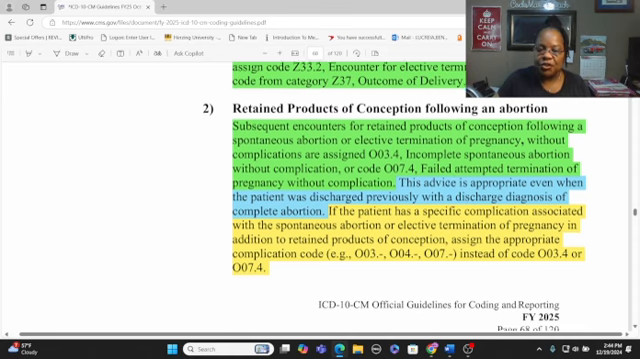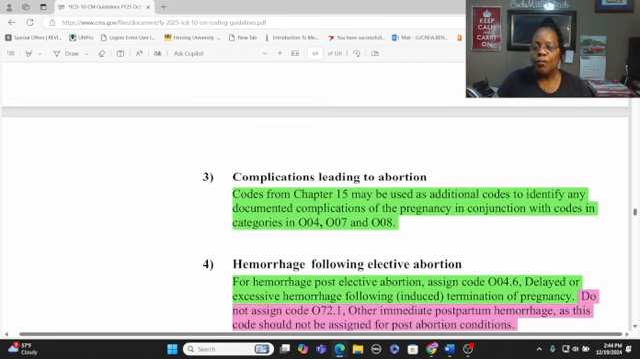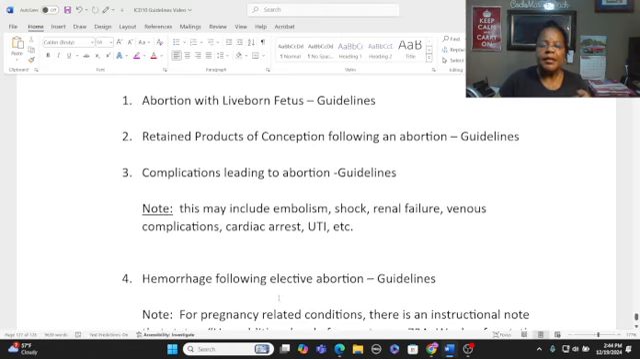These are without complication. And number 3, complications leading to abortion. Codes from Chapter 15 may be used as additional codes to identify any documented complications of the pregnancy in conjunction with codes in the categories O04, O07, and O08. And I think I've got a note at number 3. Yep. This may include, it says here, complications leading to abortion: embolism, shock, renal failure, venous complications, cardiac arrest, UTIs, etc. Anything that could lead to the abortion.